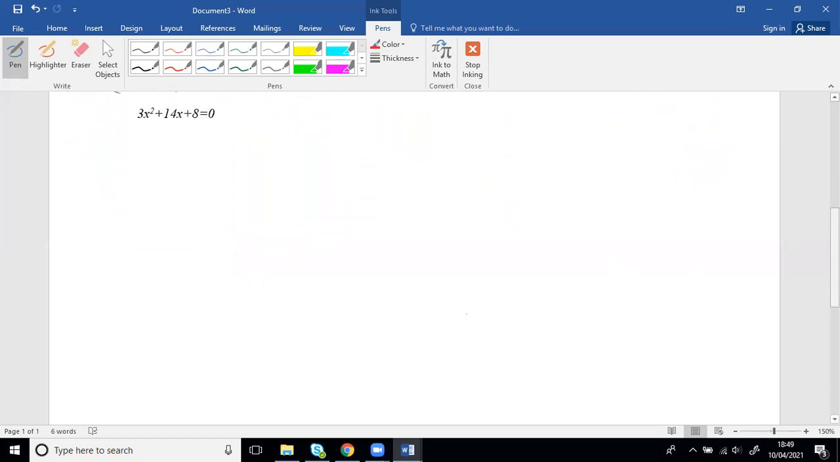Here you go. So I've got another similar question in here. 3x squared plus 14x plus 8 equal to 0. Now, as you can see, again, x squared has a coefficient. So when you come across this kind of question, where you have a quadratic equation and x squared has a coefficient, what we have to do in here, we need to have a space so we can do our rough work.